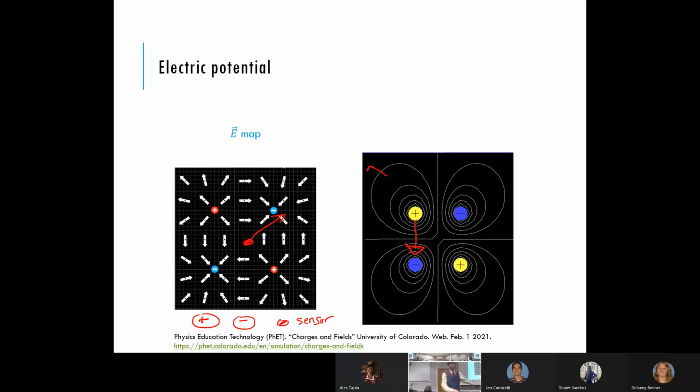So I'll play around with that, and it's embedded straight in Moodle, so you don't have to go to a separate site. You can actually just click and drag the charges right on the Moodle page.